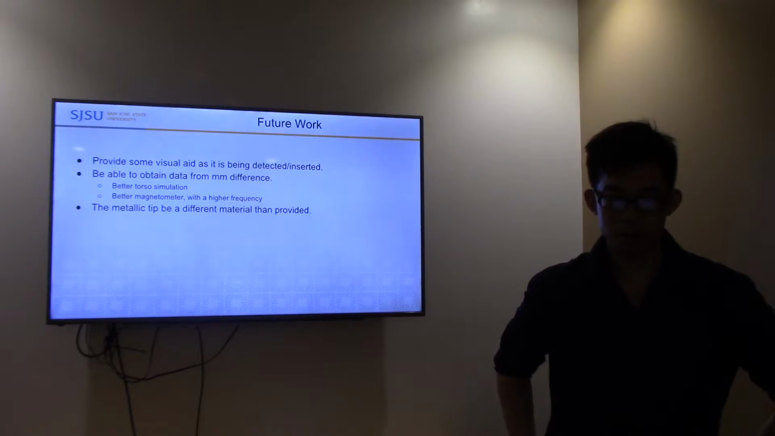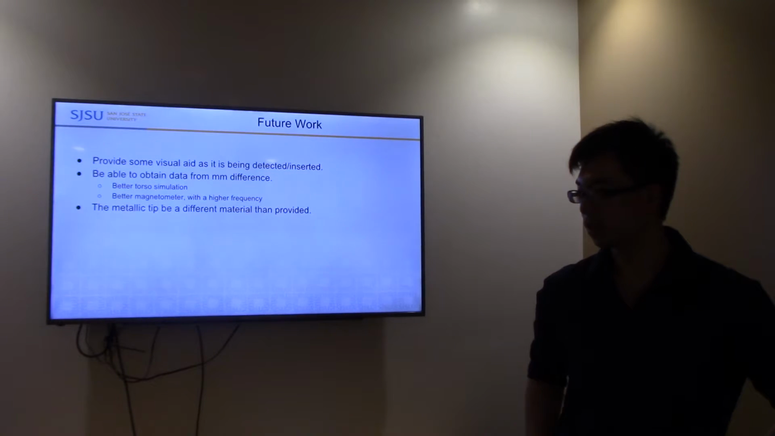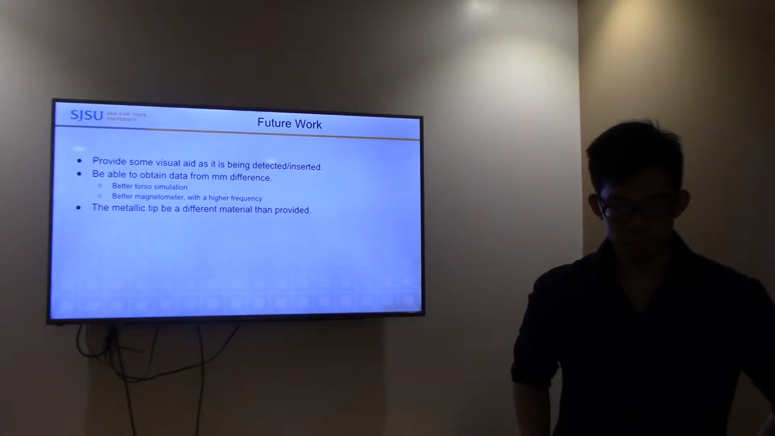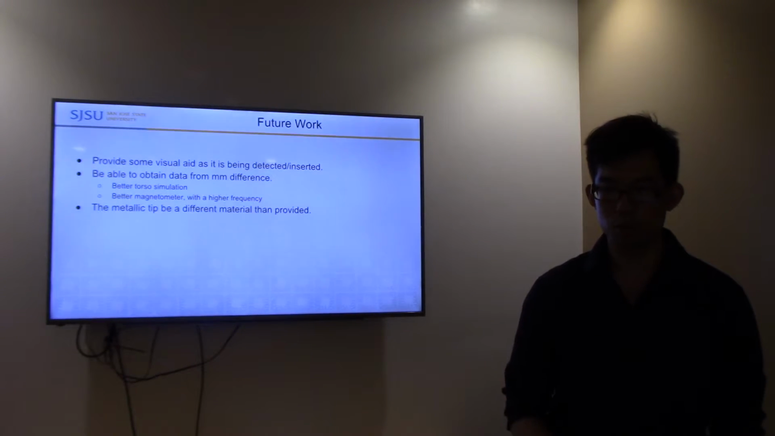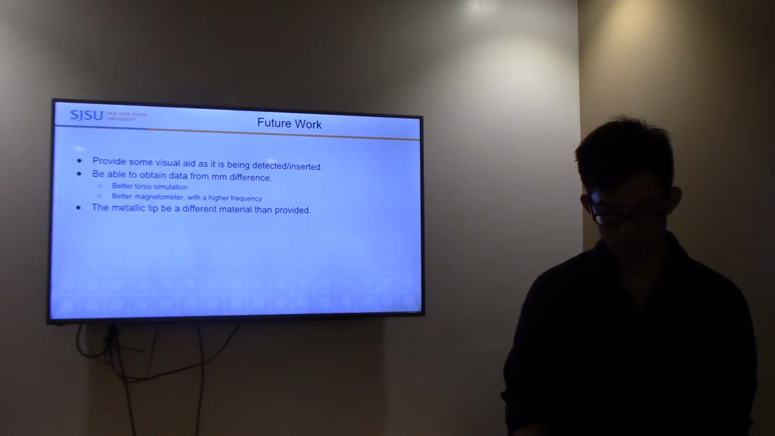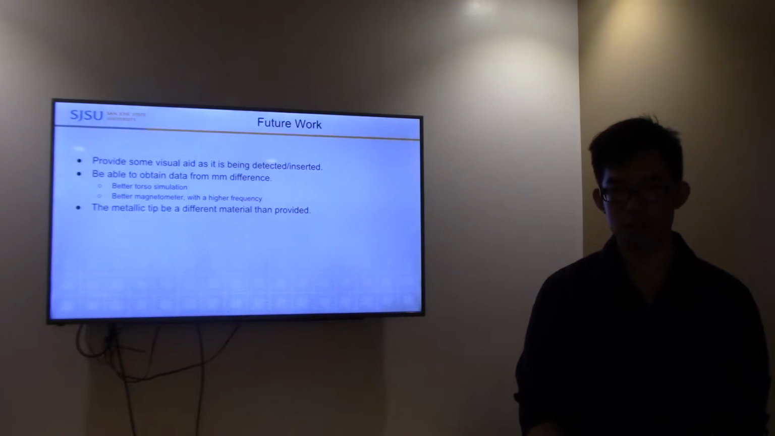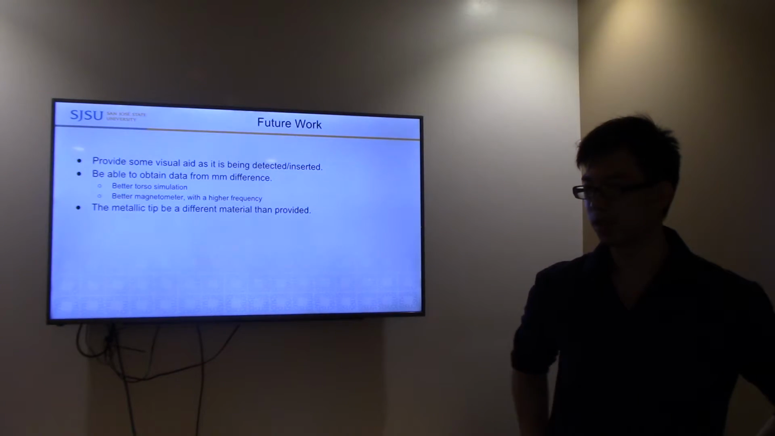And so for future work, I would like to have some sort of visual as it is being detected, showing whether or not it's in the esophagus or trachea. And also to obtain data in millimeters instead of centimeters, so we can see more in-depth details. And also to use a different material than titanium, because the metallic tube uses titanium and it's not that sensitive to the detector.